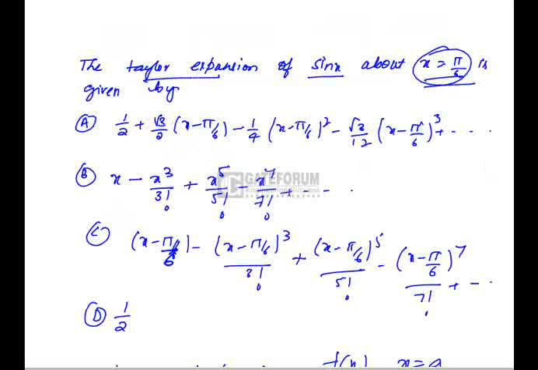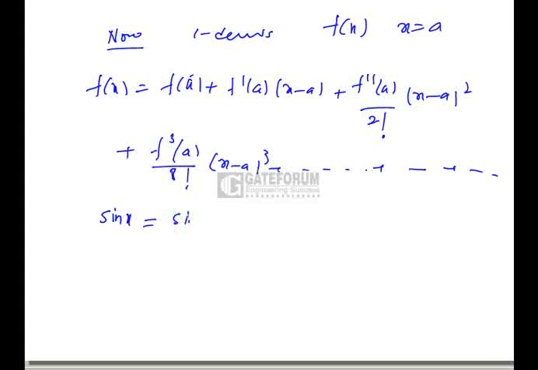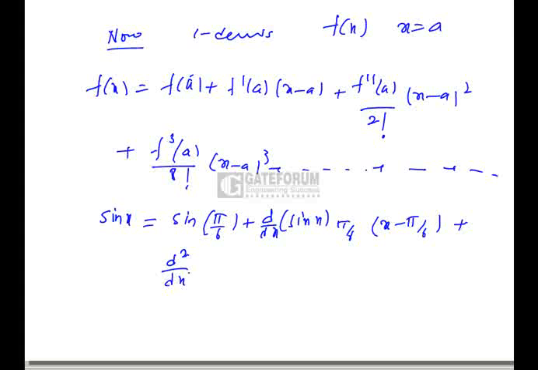Now sin x will be equal to sin pi by 6 plus differentiation of sin at pi by 6 into (x minus a), which is x minus pi by 6, plus double differentiation, that is d square by dx square of sin x at x equals pi by 6, into (x minus a), x minus pi by 6 whole square, plus so on.